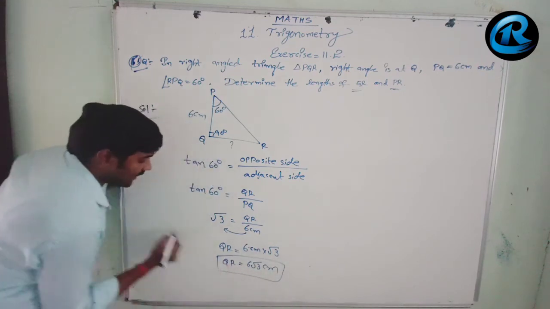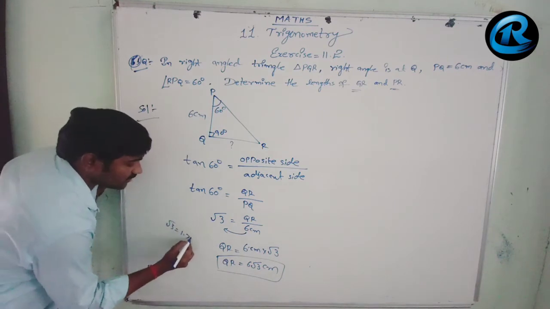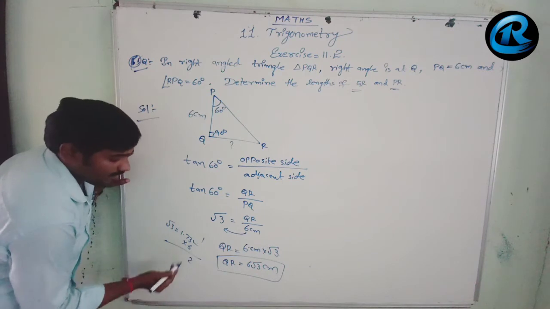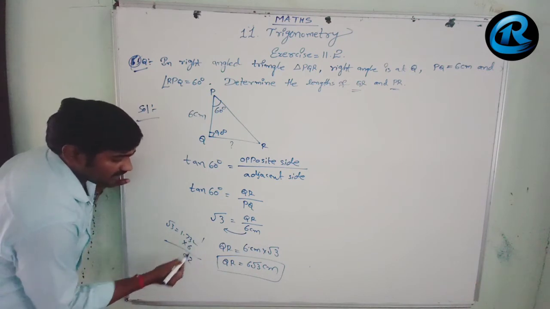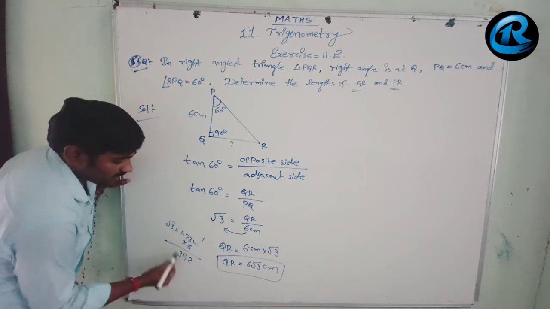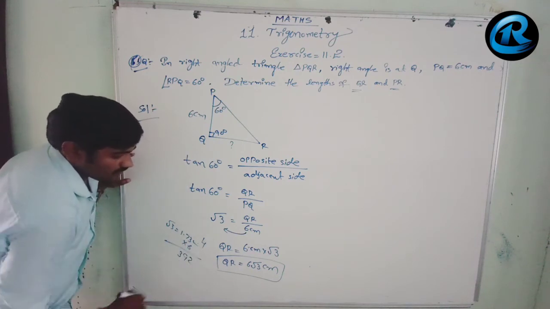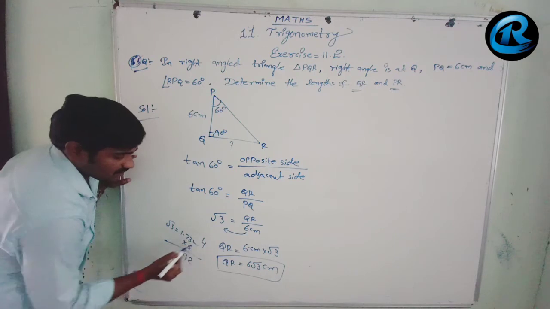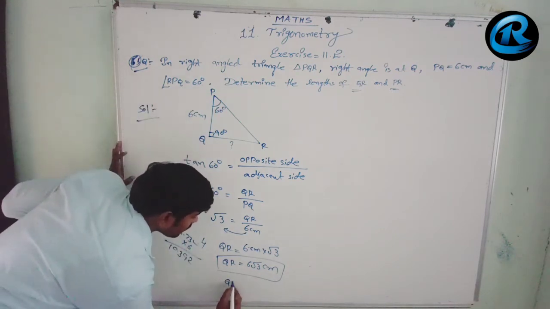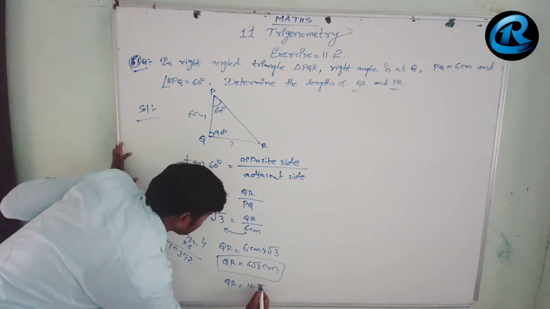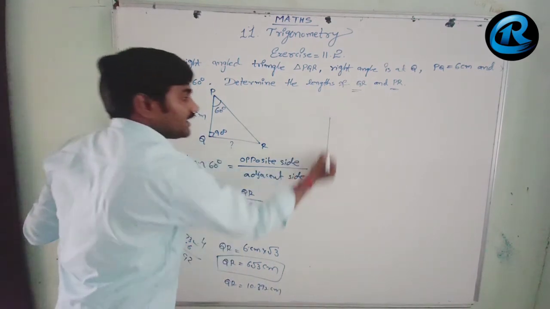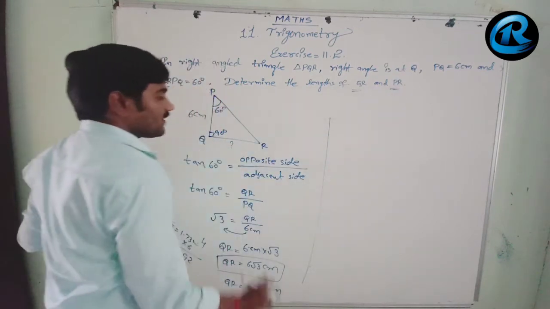And also if you want to find it here, the root 3 value is 1.732 into 6. Six twos are 12, 1 carry, 6 threes are 18 plus 1, 19, 1 carry, 6 sevens are 42 plus 1, 43, 4 carry, 6 ones are 6 plus 4, that is 10. So QR equals 10.392 centimeters if you want, or you can close it at 6 root 3. Next, PR we need to find out.